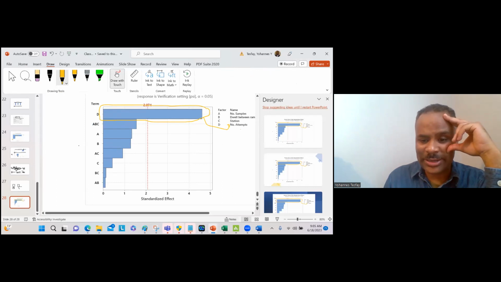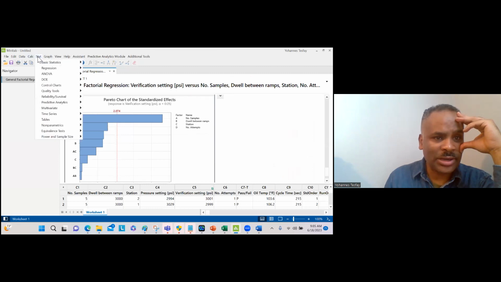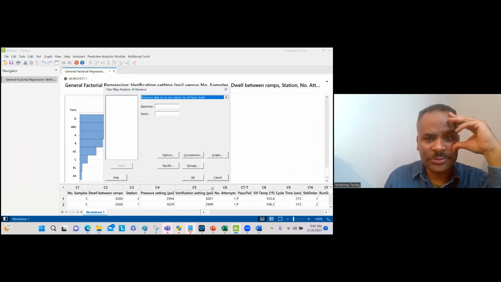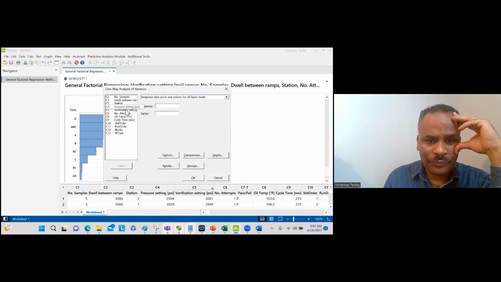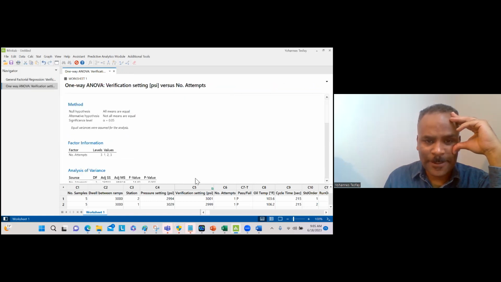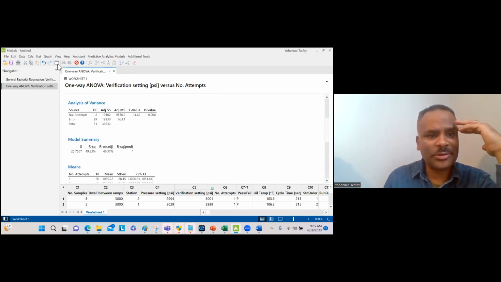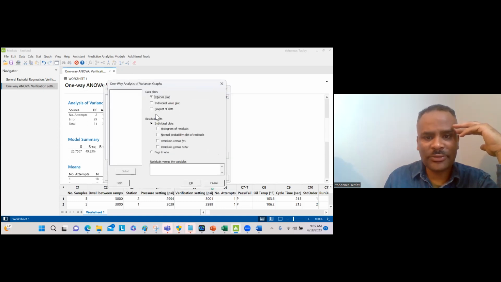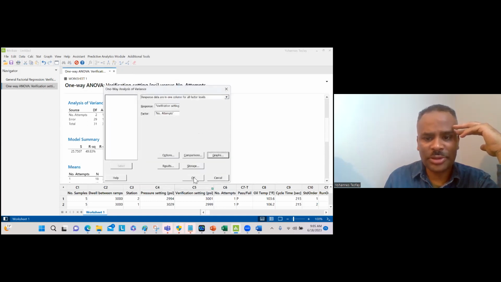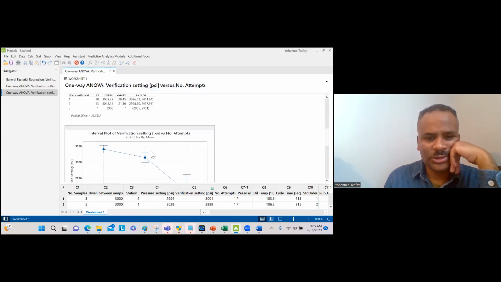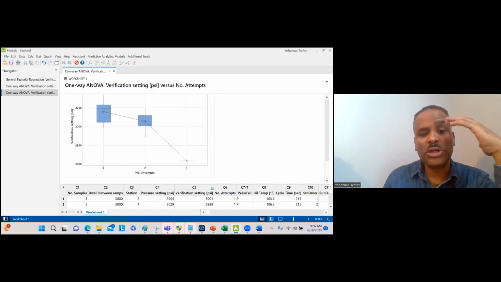Then we come here and change it to ANOVA, one-way. The variable is verification setting pressure, then here number of attempts, then I'm gonna say okay. So you see, just like that. Okay, here the graph, box plot, is the most important. Then I'm gonna say okay. You see we have this.